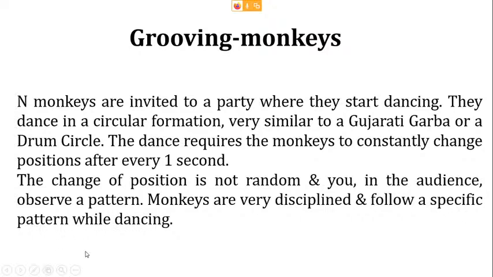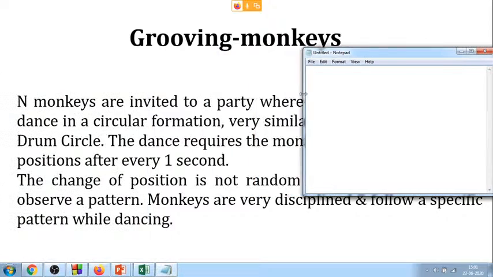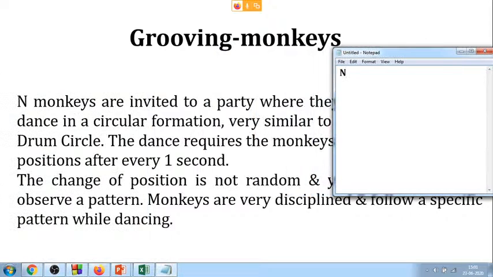Clear? So far, let me take a notepad. So far we are given that N monkeys are going to a party and dancing in a circular format, and every 1 second these monkeys change their position in a specific pattern. It's not random, it is a specific pattern. So far we have found this information. We will proceed further.